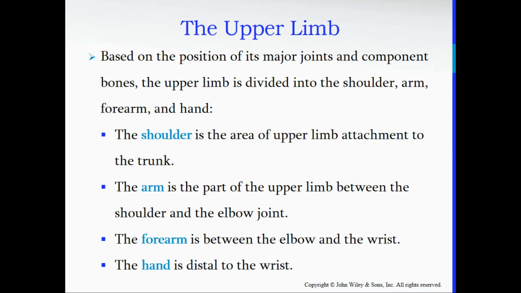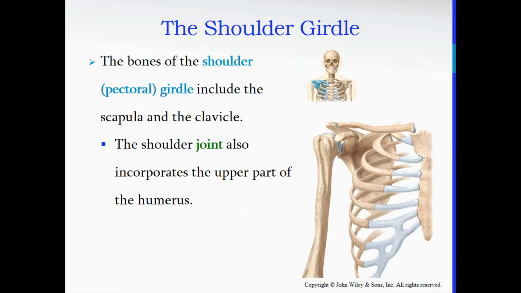That's pretty self-explanatory. The bones of the shoulder, also known as the pectoral girdle, include the scapula and clavicle, and in common tongue, that is the shoulder blade and collarbone. But here in anatomy class, we call them by their anatomical names, the scapula and clavicle. The shoulder joint also incorporates the upper part of the humerus, which, as we know from the anatomy of the long bone, is the proximal epiphysis.